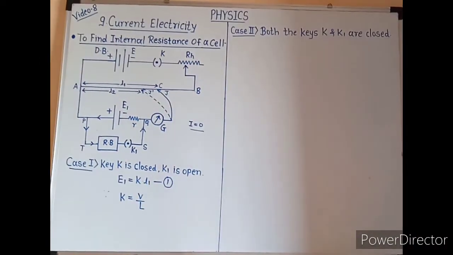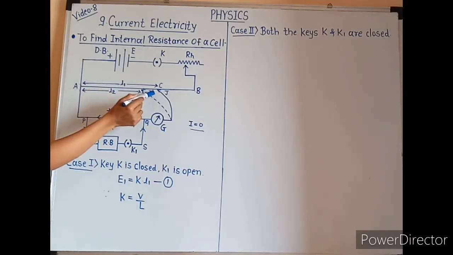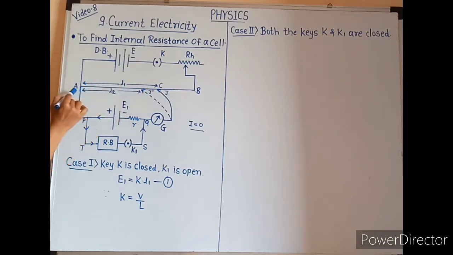Now the second case is when both the keys K and K1 are closed. The current flows through the driving battery, potentiometer wire AB, the cell of EMF E1, the galvanometer, and the resistance box. That means current flows through this complementary circuit. Now achieve the null point with the help of the jockey. The null point is obtained at J dash, and the distance between terminal A and the null point is L2. This L2 is the balancing length.